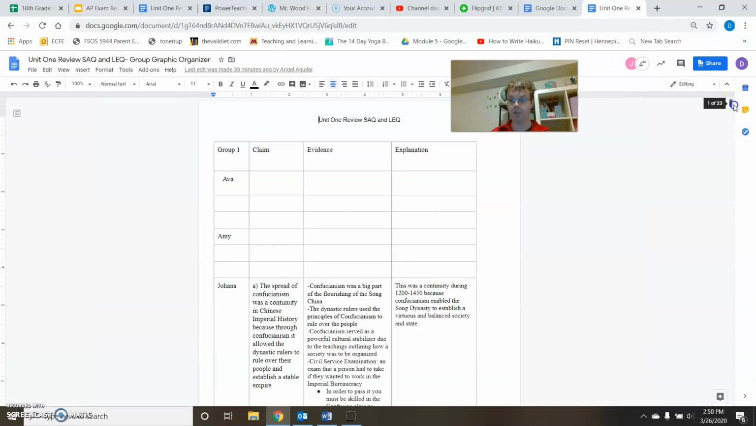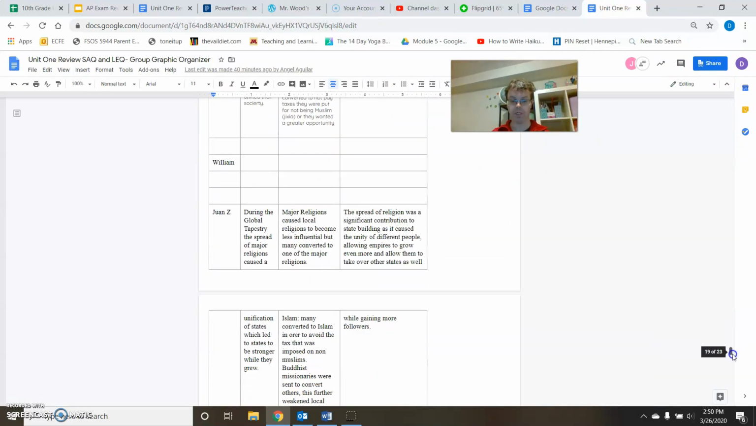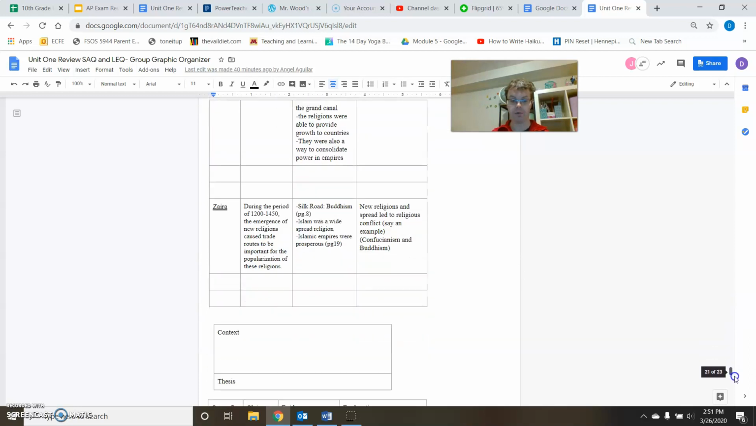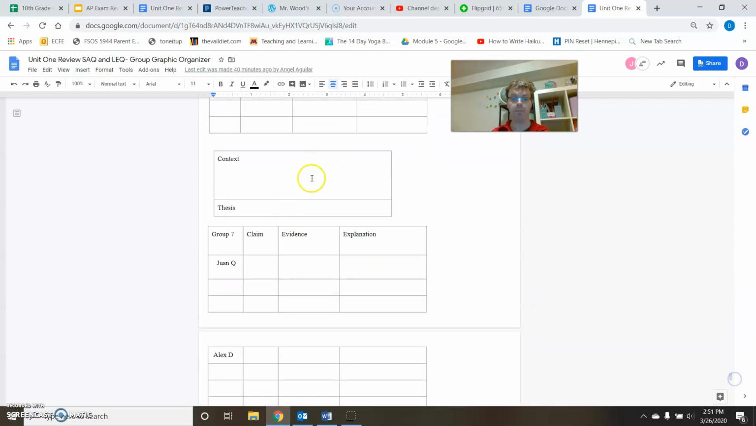So go ahead, go there and go down where our LEQs are and fill out here the context the best that you can. And put your initials by the one that you do. So just fill that in. The more people that do this, the easier this is going to be. And then your thesis statement.